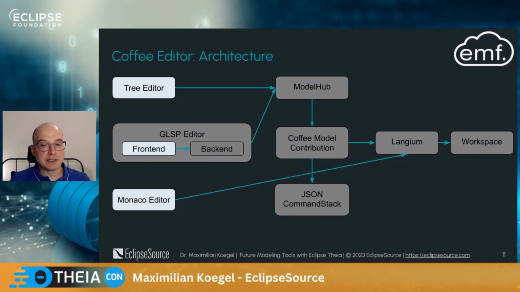And the JSON command stack will then execute the command and communicate through the model hub to Langium, for example, to update the persisted model. And then maybe at a later point, the tree editor calls save, and Langium will persist that to the workspace. And also the GLSP editor, for example, is also subscribed via the model hub. It will update the GLSP editor and tell it that something has changed and that the GLSP editor can now update its model to reflect the change in its UI.